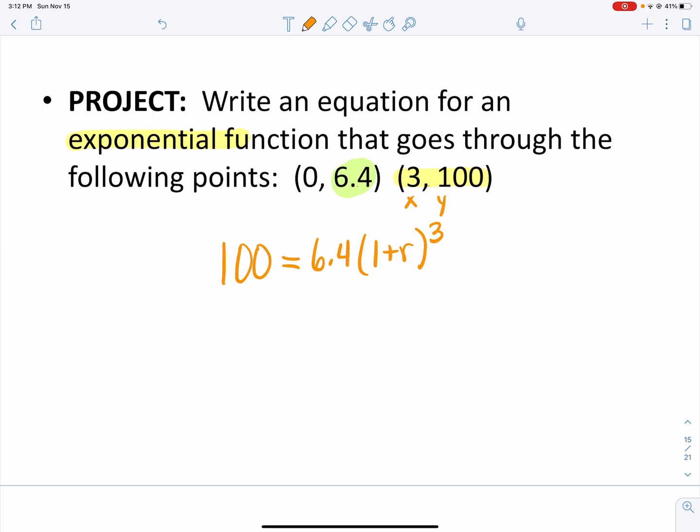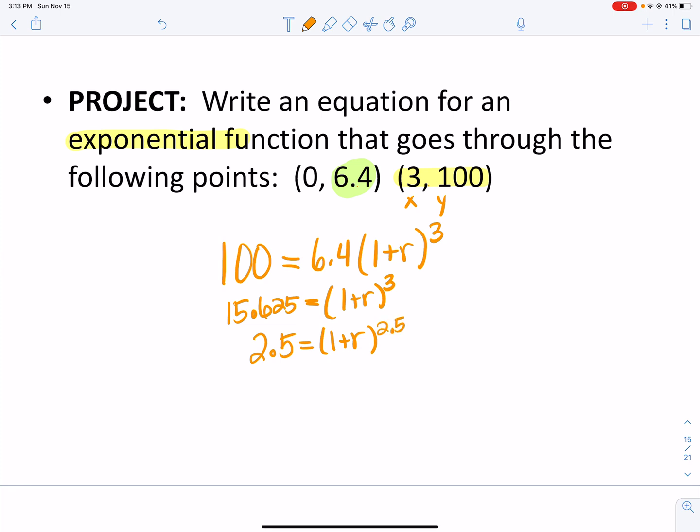Turn it sideways because I'm going to need it sideways. So I'm going to do 100 divided by 6.4. And that equals 15.625. And that's 1 plus r to the third. So I'm going to take it to the cube root or to the 1/3. It doesn't matter. I'm going to take it to the cube root. And I get 1 plus r equals 2.5.